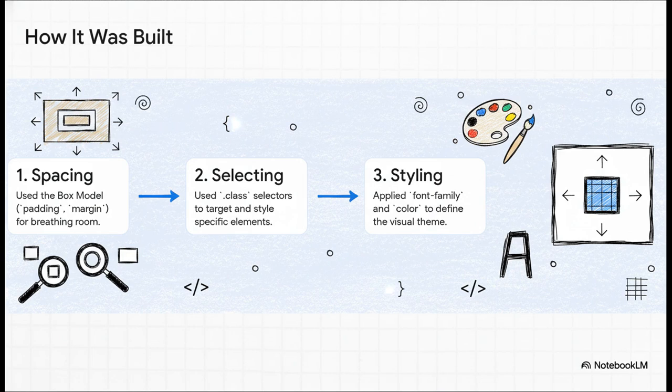First, spacing. We used the box model to add some padding inside the card for that nice breathing room. Second, selecting. We used class selectors to grab the name and the bio texts specifically. Third, styling. We applied our font family and color to get that clean look. And finally, aligning. We used Display Flex to perfectly center that whole card right in the middle of the page. See? Every single block had a critical job to do.